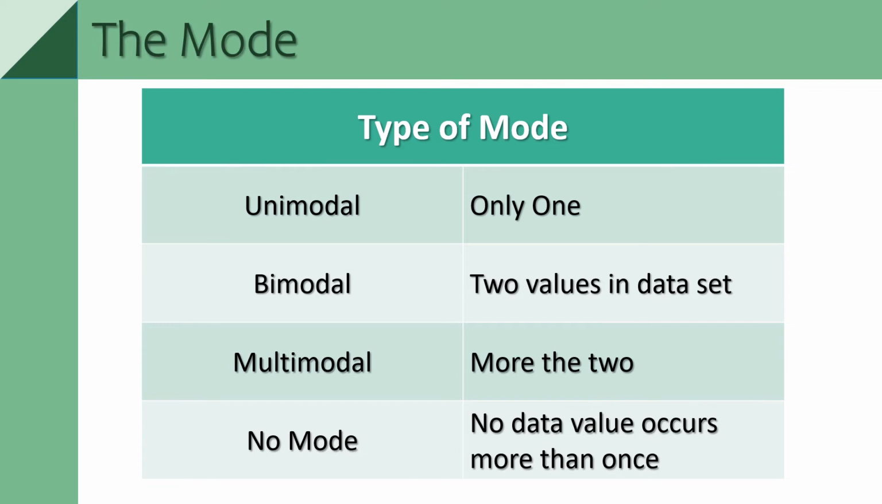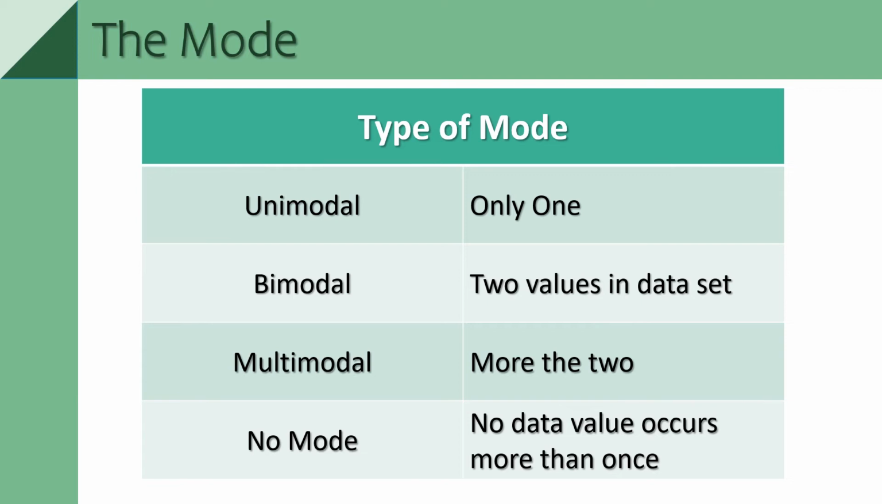Okay, ibig sabihin na may isang dataset na nag-occur na isang beses. Okay, bimodal, two values in the dataset. So, merong dalawang values na equal ang taas or yung frequency, and then pareha silang pinakamataas na frequency. Okay, o sila yung most occurrence.